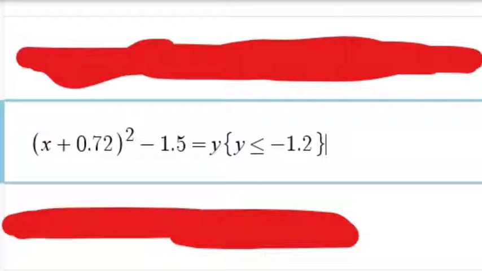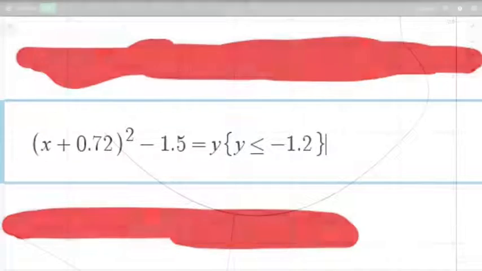So if we look at our equation, y equals (x plus 0.72) all squared minus 1.5, with the restriction that y is less than or equal to negative 1.2. Naturally, the domain restriction just means that we're going to cut off how far up the parabola can go.